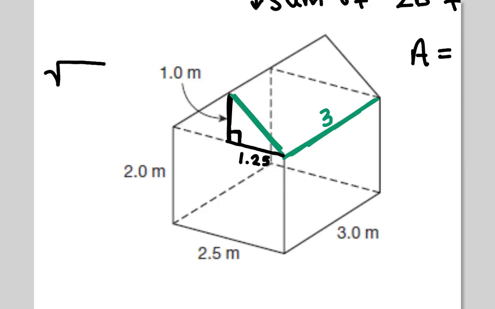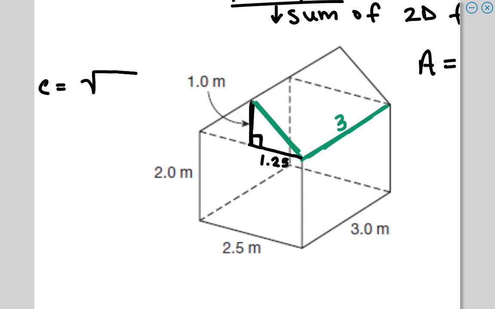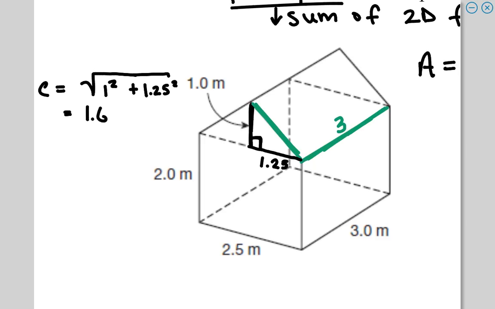We're solving for the long side. So we want C. Long side you will of course add. We got a 1 squared and a 1.25 squared. Yeah, pretty much 1.6 roughly.